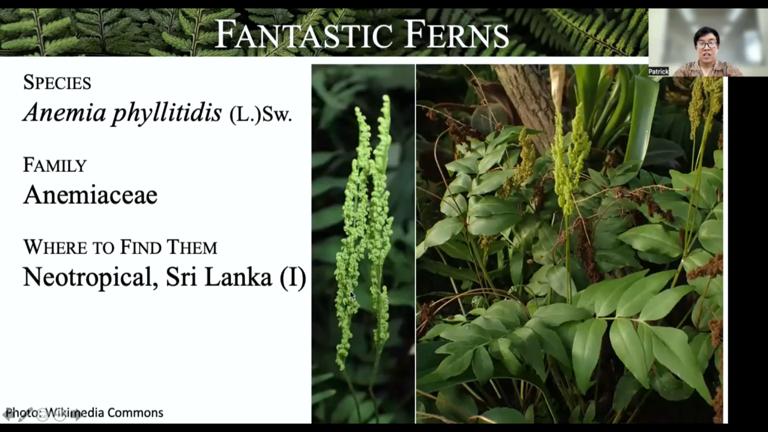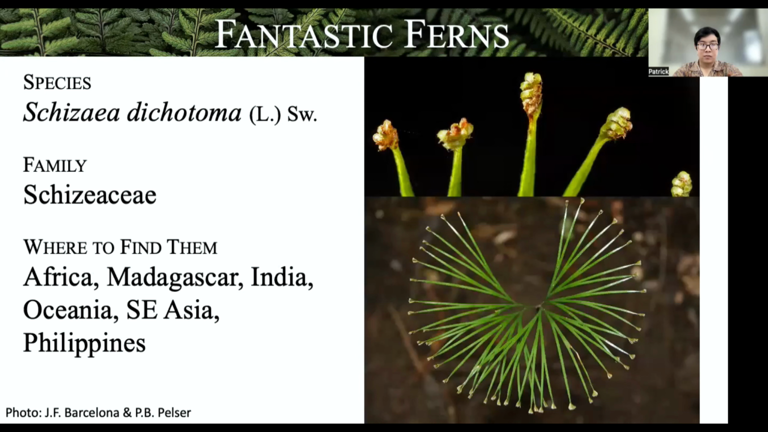Another fantastic fern in the list is the Anemia phyllitidis, only found in the Neotropics and introduced in Sri Lanka. So there's no occurrence of this species in the Philippines. What makes it fantastic is that the fertile fronds lack laminar tissue but are densely covered by sporangia, so it appears as if it is some kind of flowering plant.